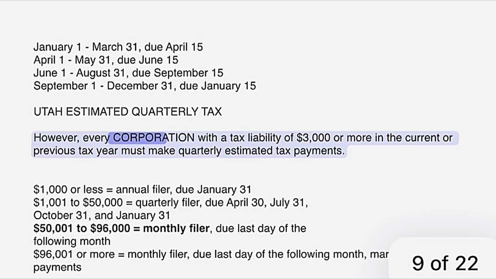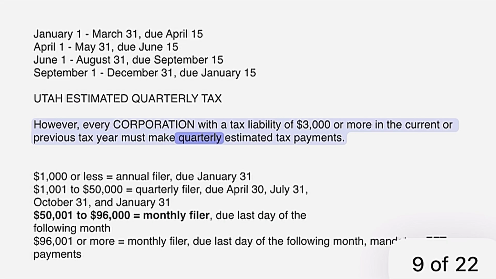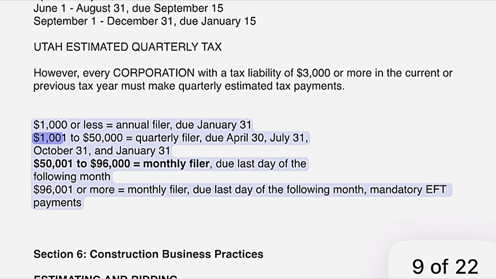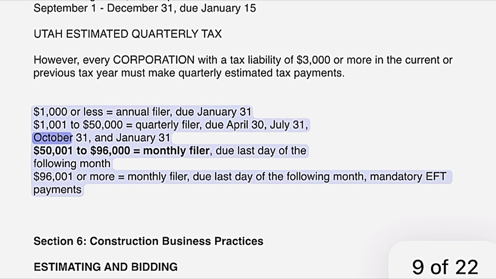Utah estimated quarterly tax. However, every corporation with a tax liability of $3,000 or more in the current or previous tax year must make quarterly estimated tax payments. $1,000 or less equals annual filer, due January 31. $1,001 to $50,000 equals quarterly filer, due April 30th, July 31, October 31, and January 31.